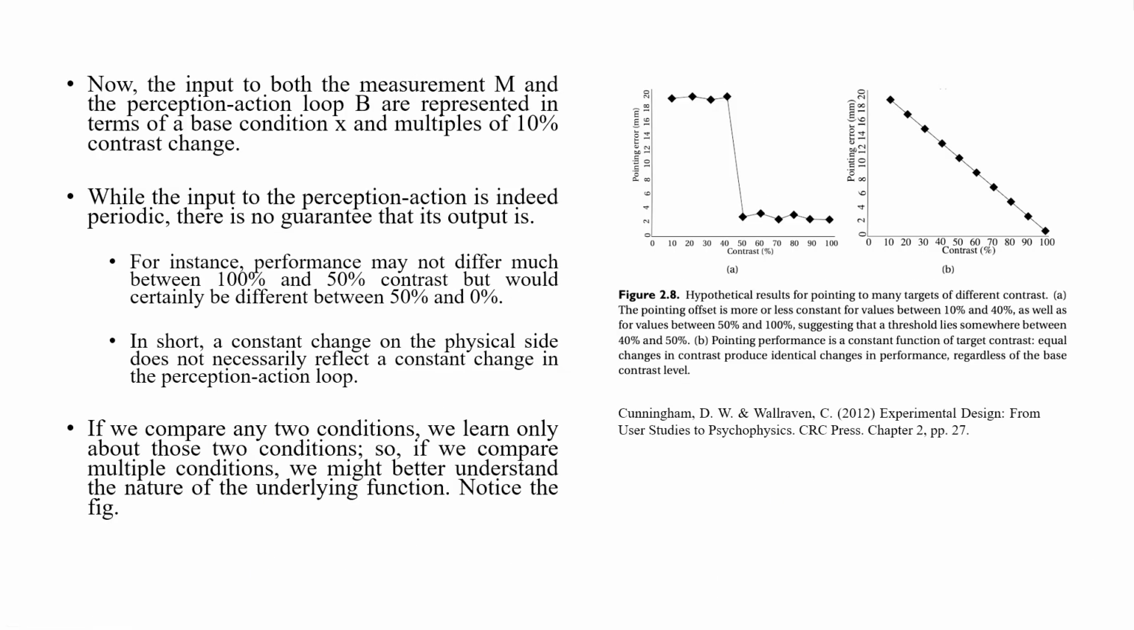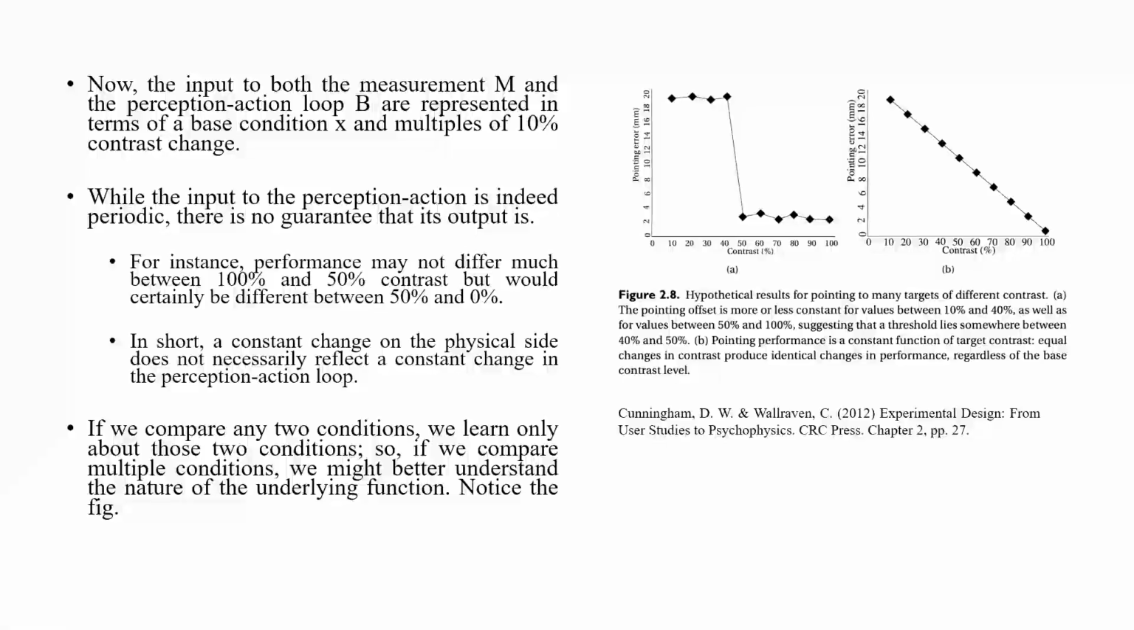Now, while the input to this perception action loop is indeed periodic, there is no guarantee that the output is also exactly symmetrical or exactly periodic. We do not know. For example, how do we change the sound when you increase the volume on your television, 1, 2, 3, 4, 5? Are they exactly 1 step, 2 step, 3 step different, or are they exponential? Remember, we have talked about that.